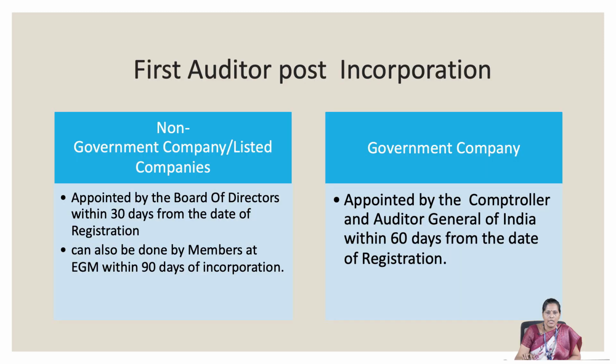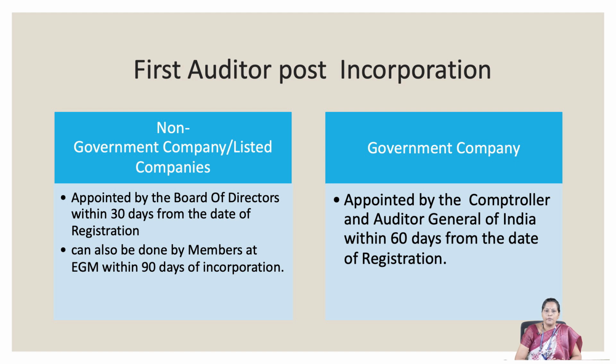Now let us look at the first auditor post incorporation. Here we are talking about 3 types of companies. One is a non-government company, another is a listed company, and the third one is the government company. In the case of a non-government company as well as a listed company, the first auditor can be appointed either by the board of directors or by the members. If the first auditor is appointed by the board of directors, then this appointment should be done within 30 days from the date of registration of the company.